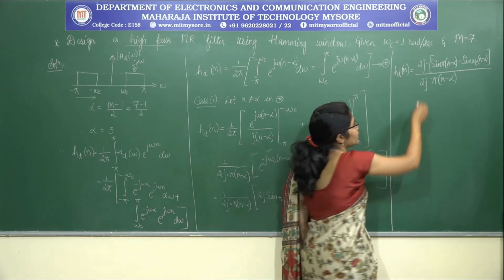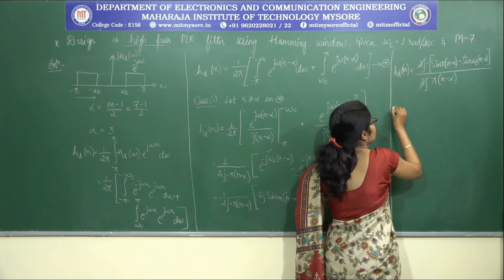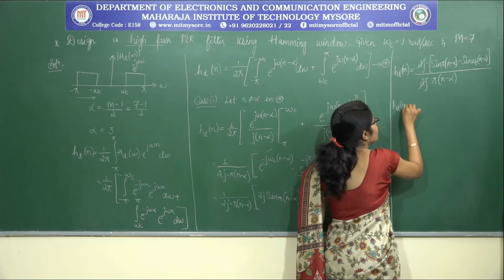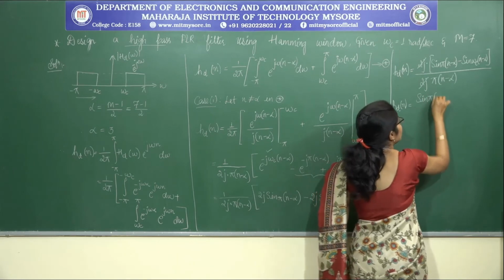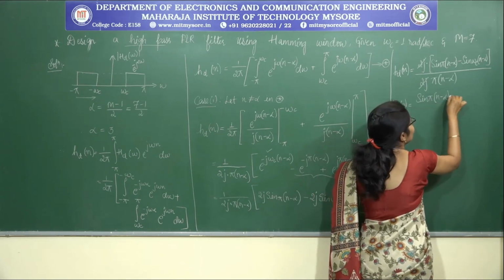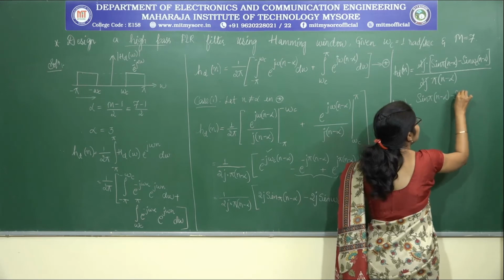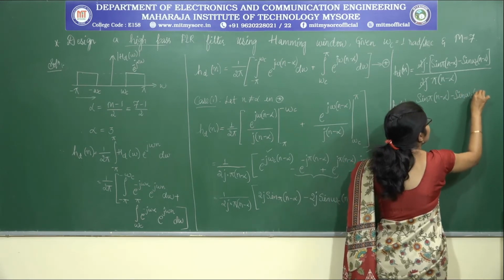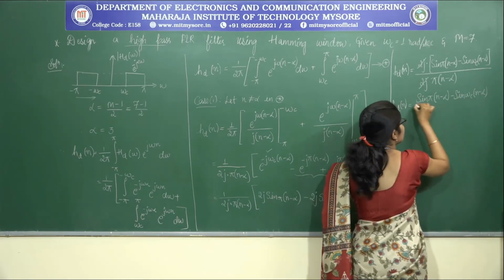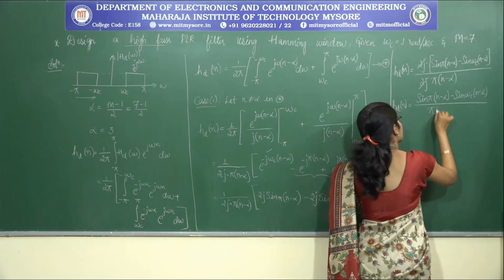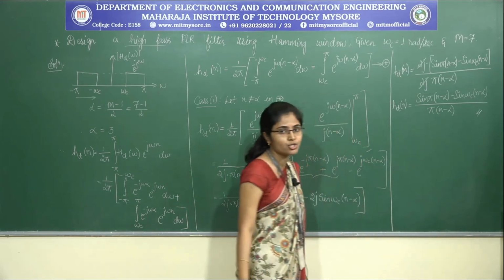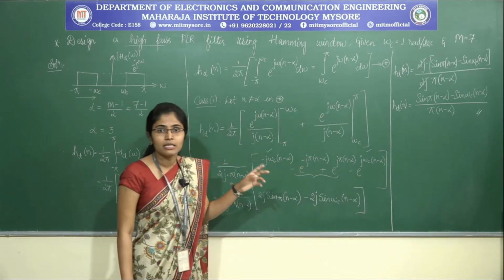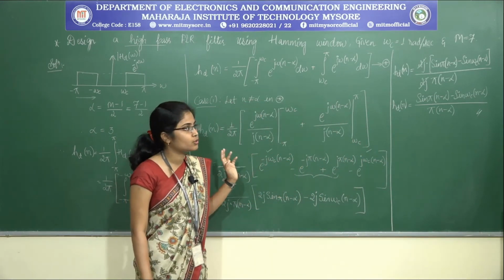Now I can cancel 2j with 2j. Therefore, h_D of n will be equal to [sin π(n-α) - sin ω_c(n-α)] divided by π(n-α). So this is the equation for h_D of n when the value of n is not equal to α.